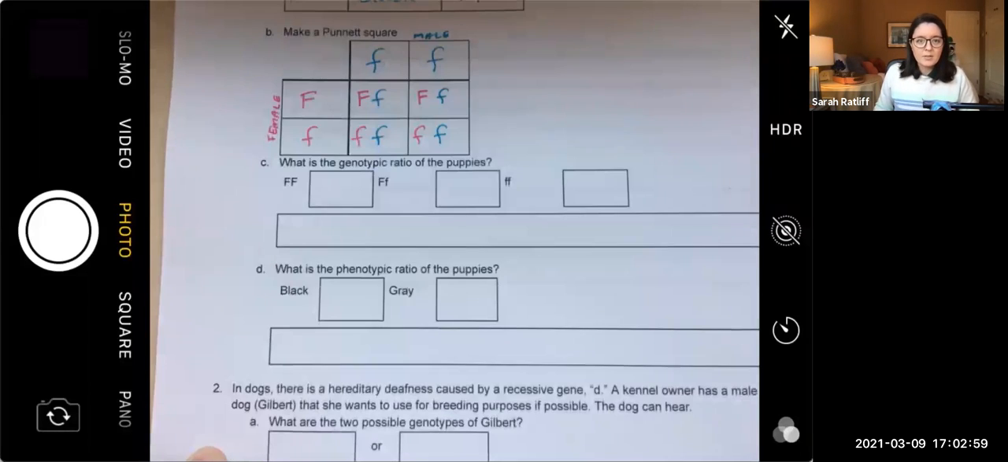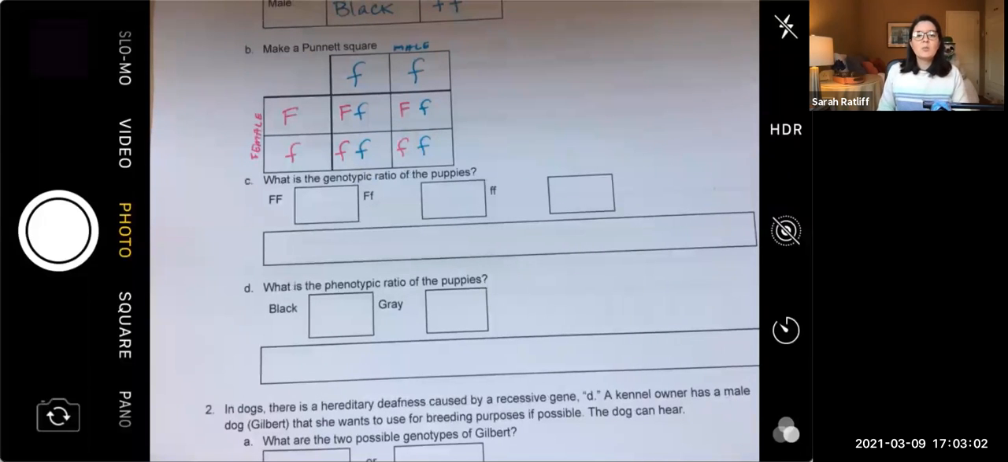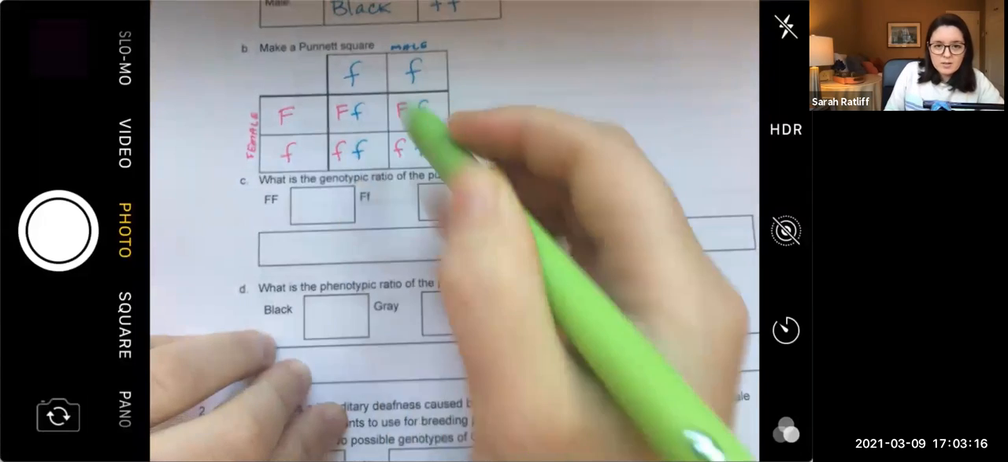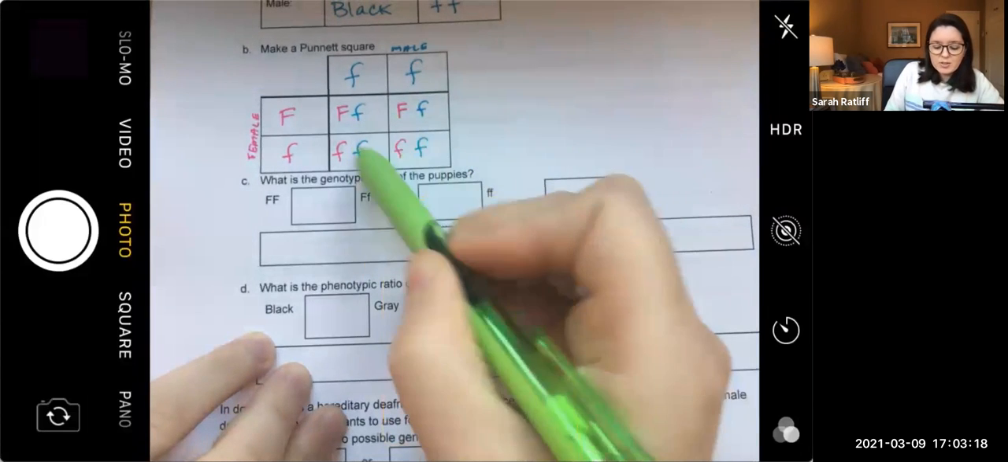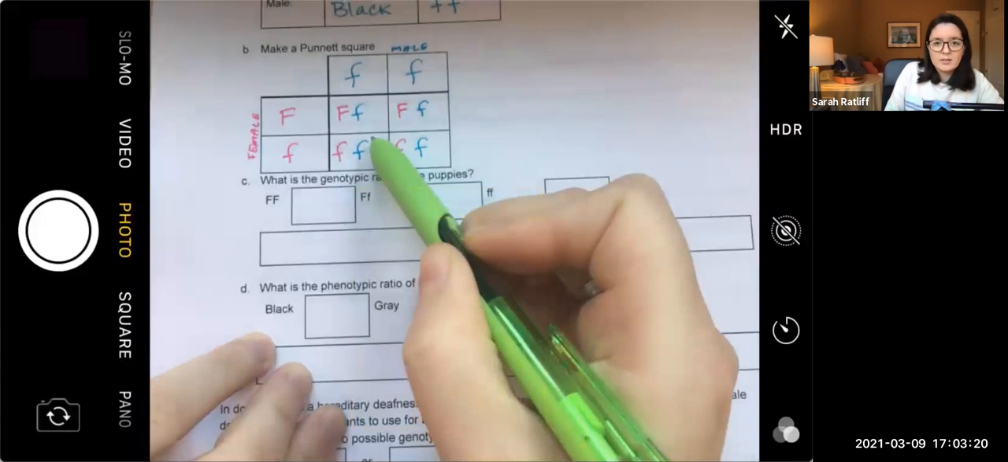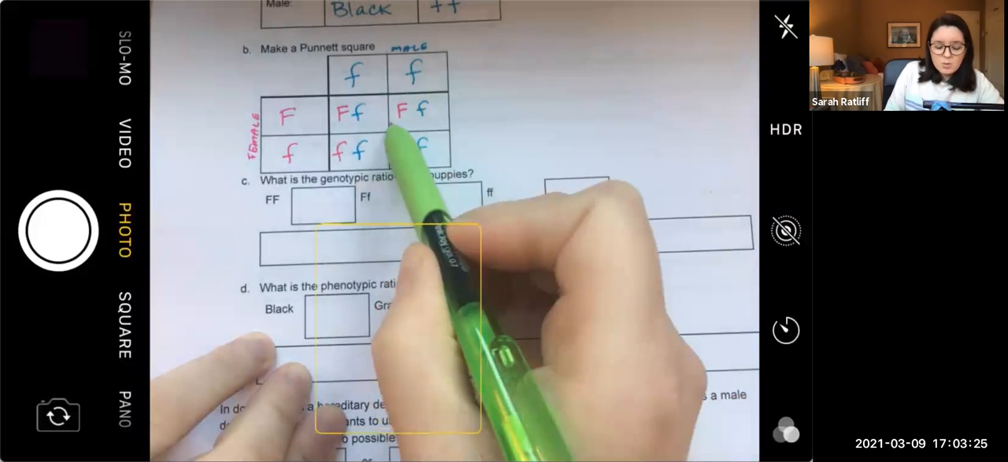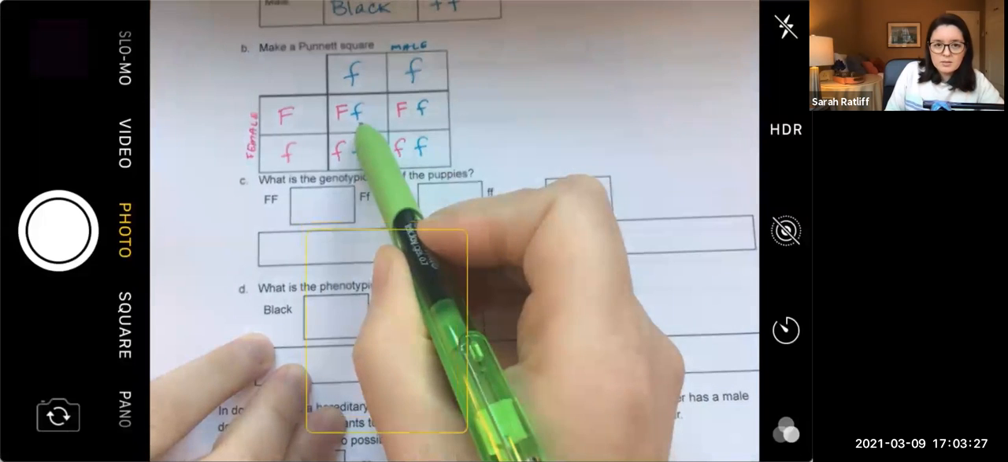Next step, letter C. What is the genotypic ratio of our puppies? All right, I'm going to have to break out some other colors here. Let's do some green. So for green, genotypes, what letter combination capitalizations are we looking at here? Focus. All right, so in these top two, we have one capital and one lowercase.